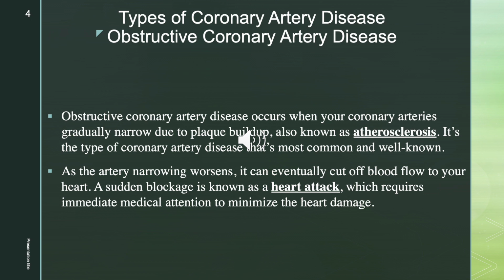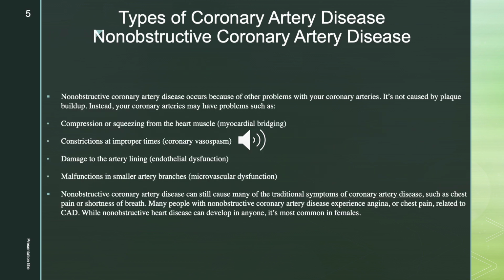All right, so unlike obstructive coronary artery disease where something's in the way, non-obstructive, pretty self-explanatory. There's nothing in the way, but there's other problems that are causing it. So compression or squeezing from the heart muscle, or what they call myocardial bridging, constrictions at inappropriate times, that's a vasospasm. Damage to the arterial lining, that's endothelial dysfunction. I'm not going to get too tight into these, so don't freak out about it. We're going to go over it in the more broad spectrum when we go over these weekly lectures.